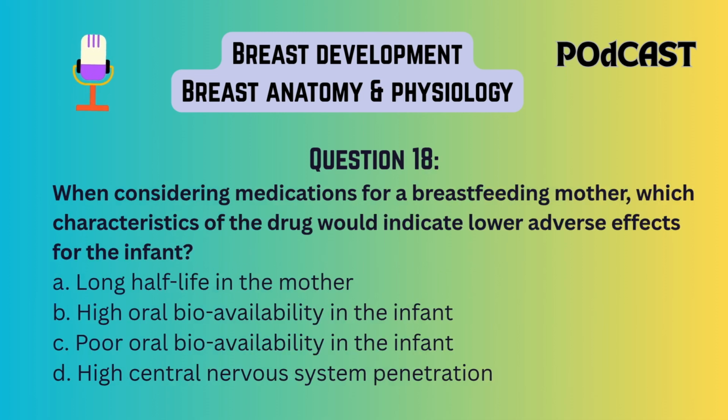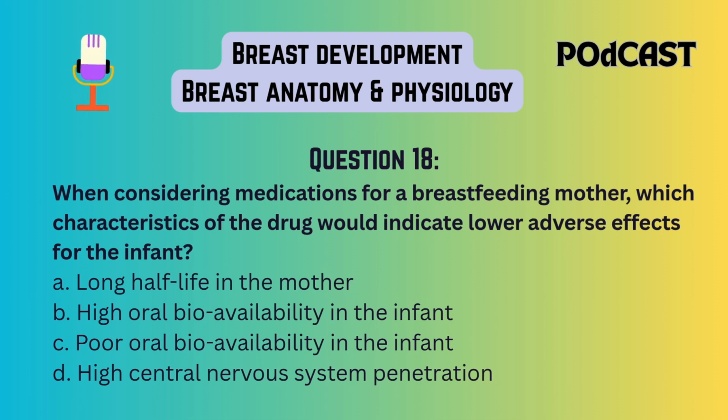Question 18. When considering medications for a breastfeeding mother, which characteristic of a drug would generally indicate a lower risk of adverse effects to the infant? A, long half-life in the mother. B, high oral bioavailability in the infant. C, poor oral bioavailability in the infant. D, high central nervous system penetration.